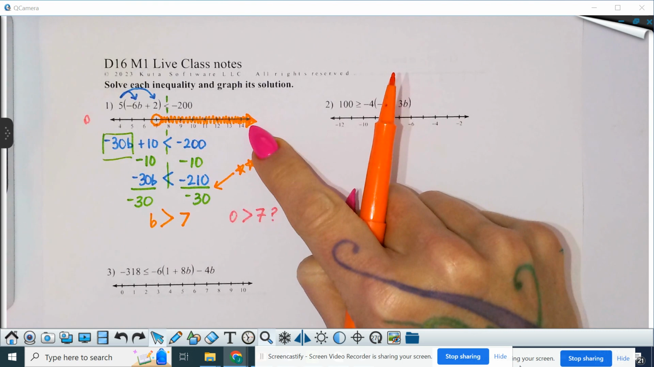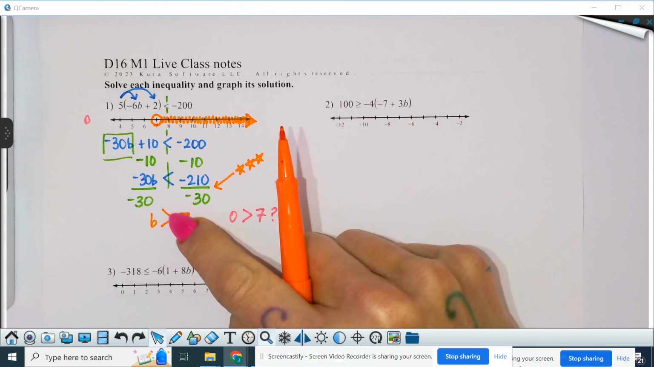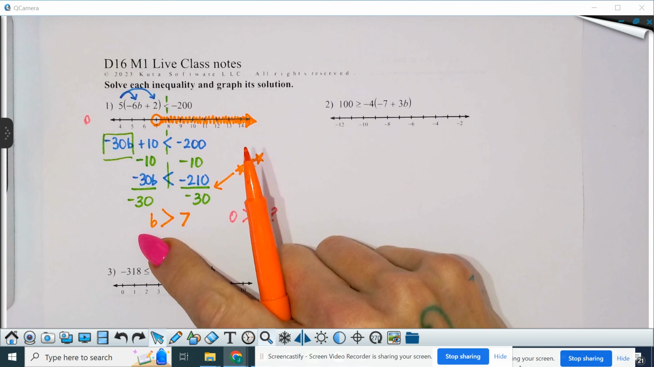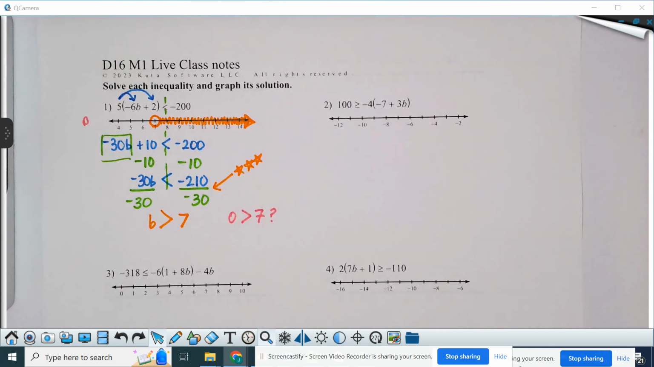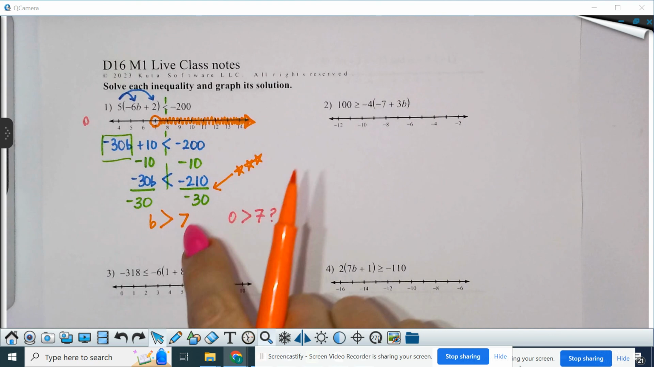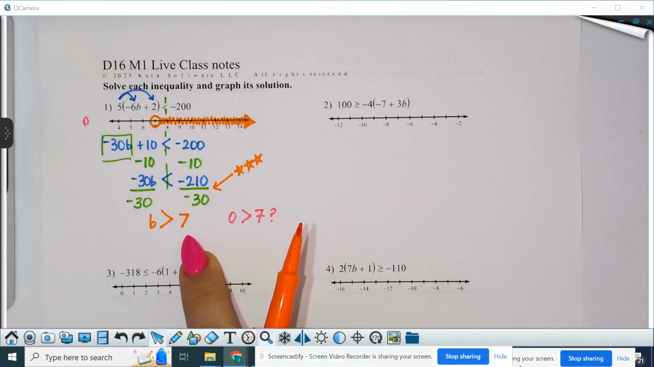Like I mentioned in our previous class, b is greater than. As long as your variable's on the left side, I have seen teachers teach that you color in the direction of the arrow, but it has to be variable, inequality, number. So it's not consistent all the way through our higher level math.